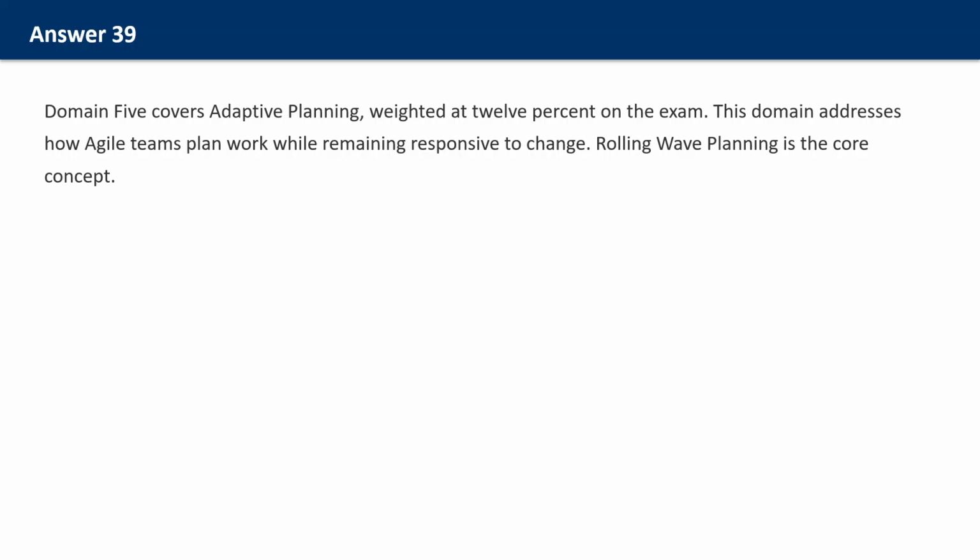Between iterations, the plan adapts. Based on what was learned in the last sprint, priorities might shift. New stories might be added, scope might be reduced. This adaptation is not failure, it's the process working correctly.